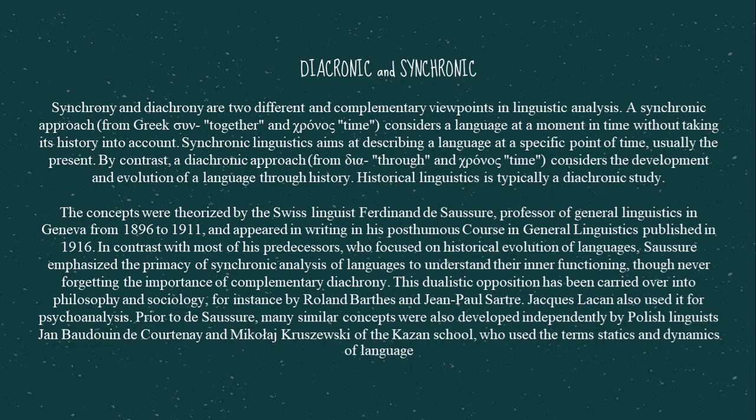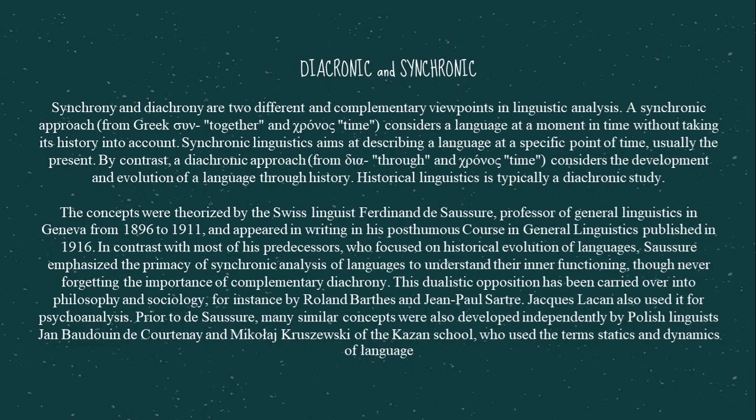Diachronic and synchronic. Synchrony and diachrony are two different and complementary viewpoints in linguistic analysis. A synchronic approach considers a language at a moment in time without taking history into account. Synchronic linguistics aims at describing a language at a specific point in time, usually the present. By contrast, the diachronic approach considers the development and evolution of language through history. Historical linguistics is typically a diachronic study.